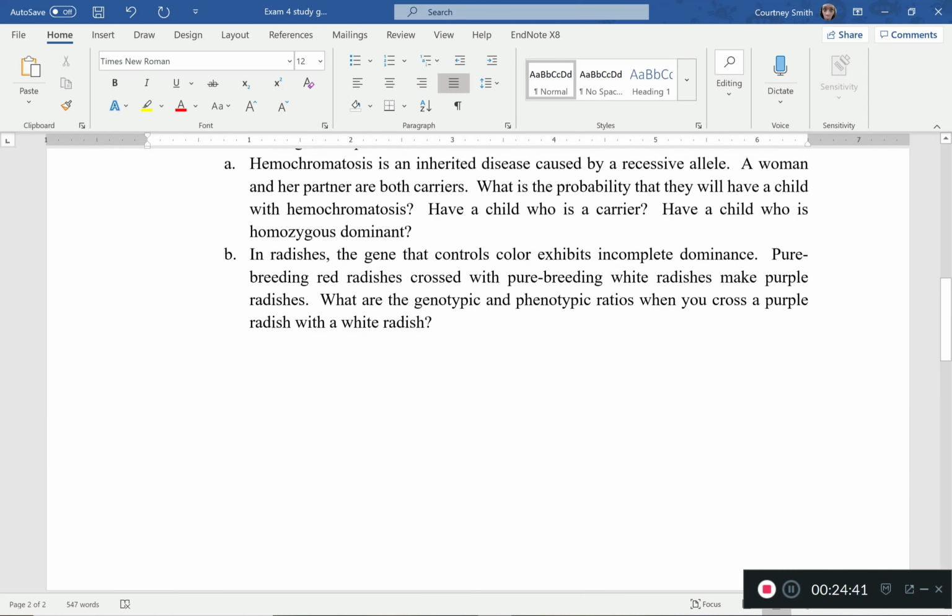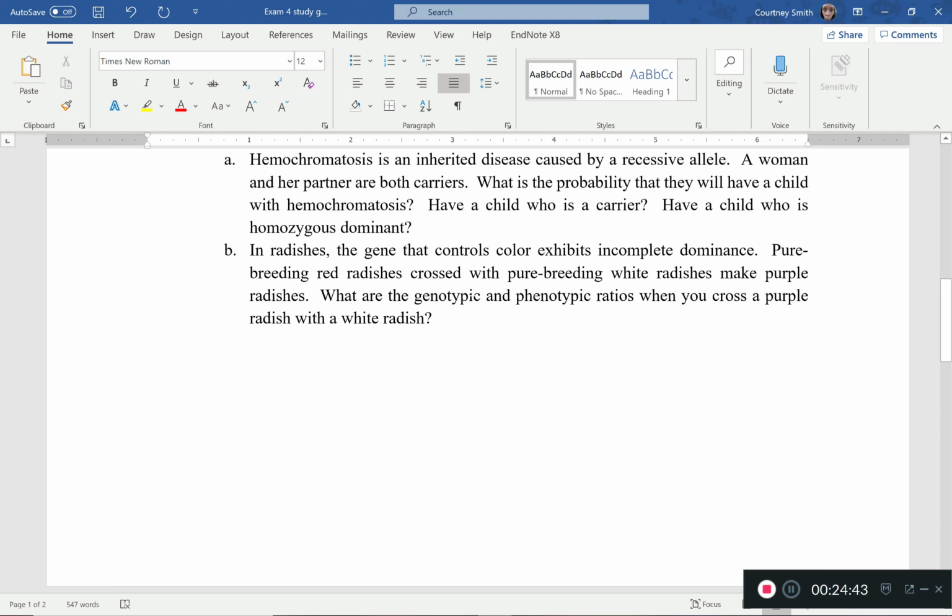Okay, so for B, I'm just going to enter all the way through so I have some writing space. It says, in radishes, a gene that controls color exhibits incomplete dominance. So pure breeding red radishes crossed with purebred white radishes will make purple radishes. What are the genotype and phenotype ratios when you cross a purple radish with a white radish?